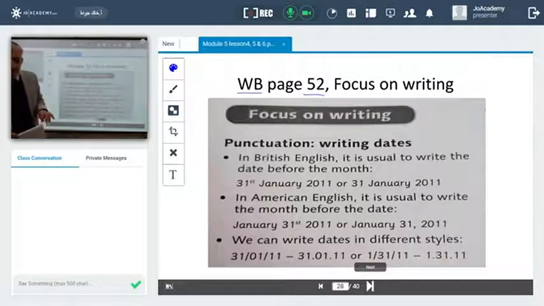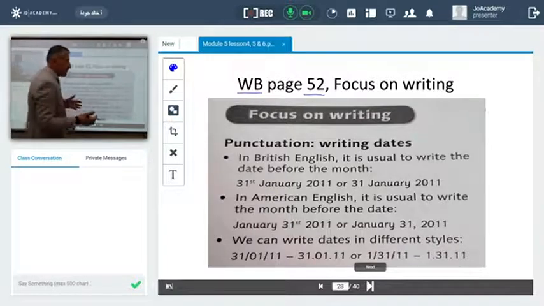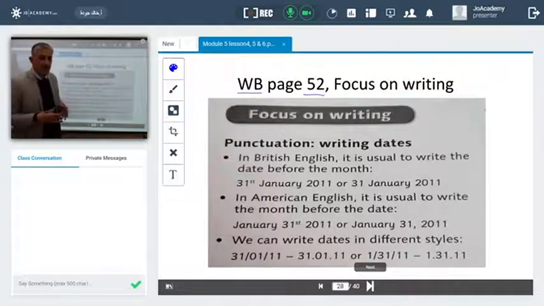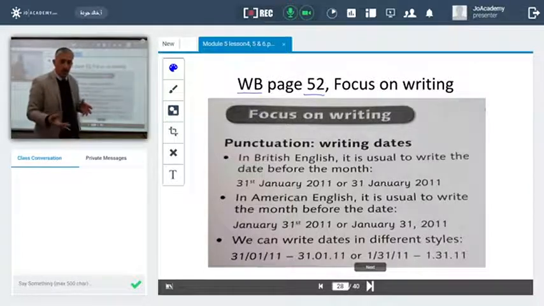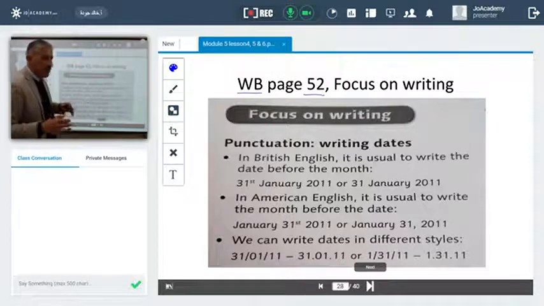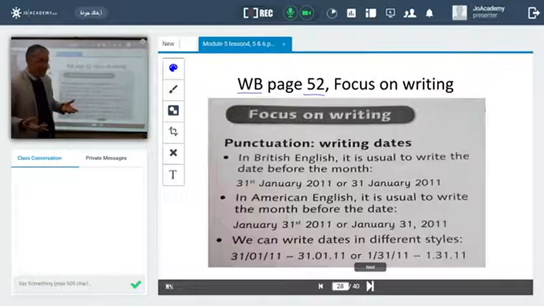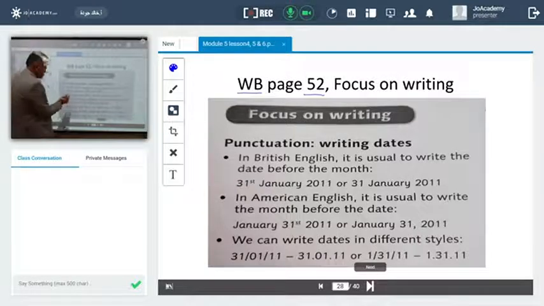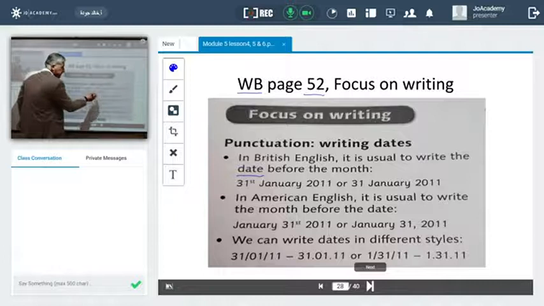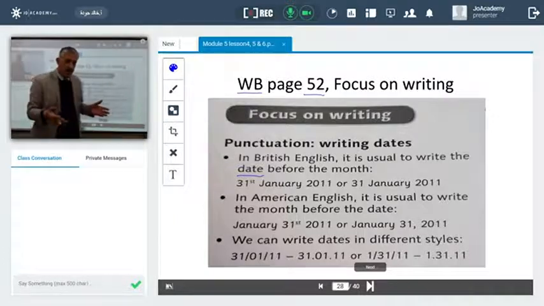So when you are writing dates, there are many ways of writing the date. When you write 5th of April, or today like 17th of March, or 18th of March, 19th of March, and so on, 2020. So there are more than one way of writing the dates. The first one, in British English, how the English people write, it's usual to write the date before the month. Now we are in March, I say 19th March. I start with the date, then the month, then the year.